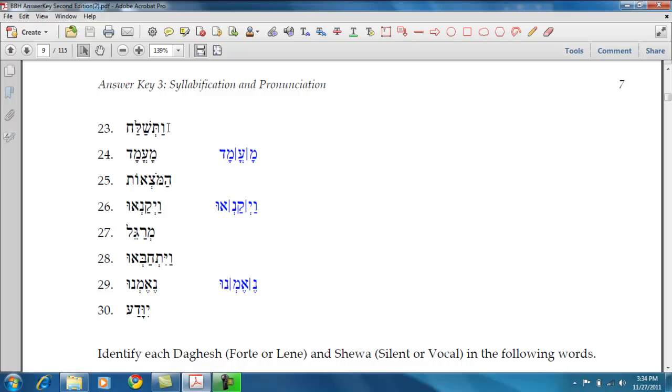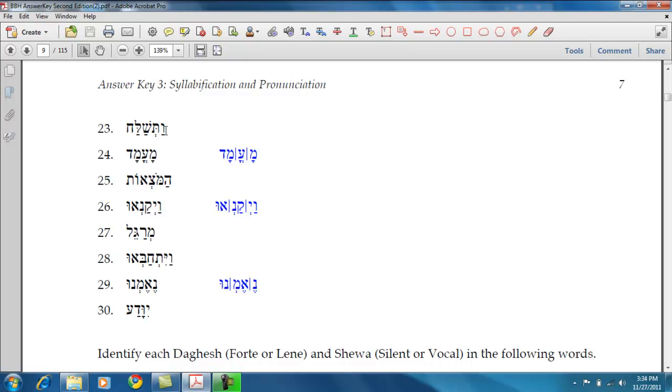Number 23 here is basically vattishlach. Vattishlach. The reason why, you ask yourself, is this a dagesh forte or a dagesh lene? It is a begadkefat letter, so it could be a dagesh lene, but it is following a vocal vowel, the patak. So it is a dagesh forte. So it's vat, te, shalak.